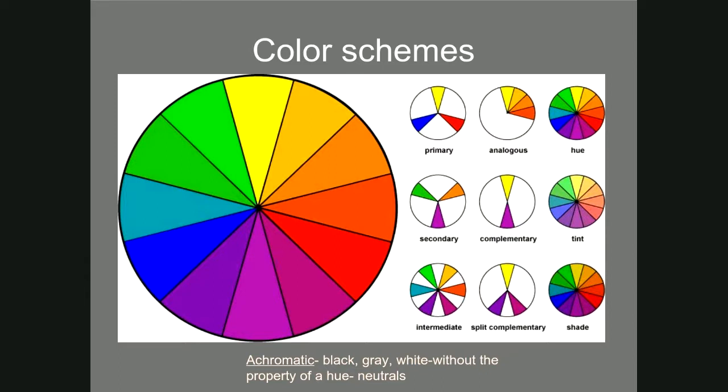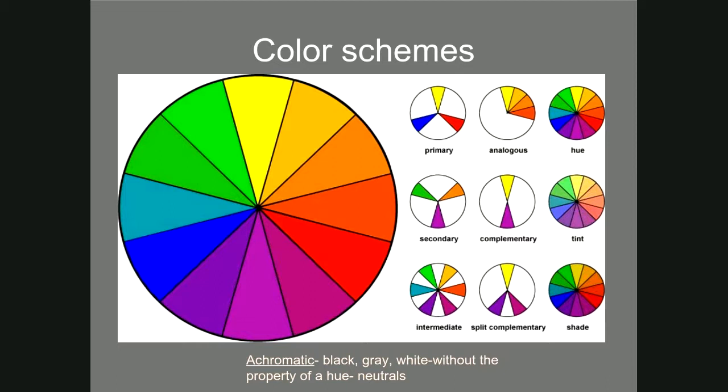Analogous are always side by side, so they're adjacent or neighbors to each other, and it can be any colors that are side by side. The secondary colors are always purple, green, and orange, and the primary colors are always red, blue, and yellow. And you can't just use two of those. I've had students just use red and blue, and they're like, oh, I used the primary colors. That's not a primary color scheme though, because you do need to use all of them, okay?